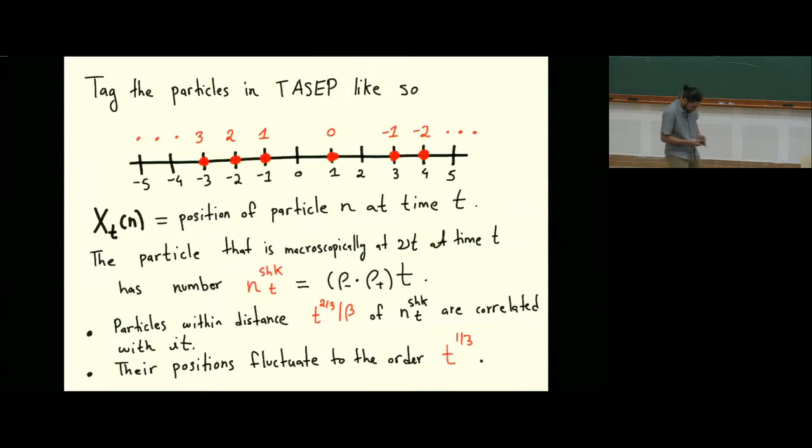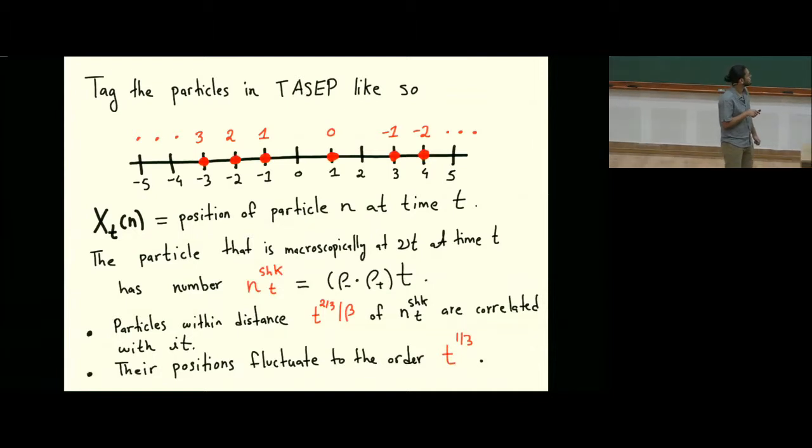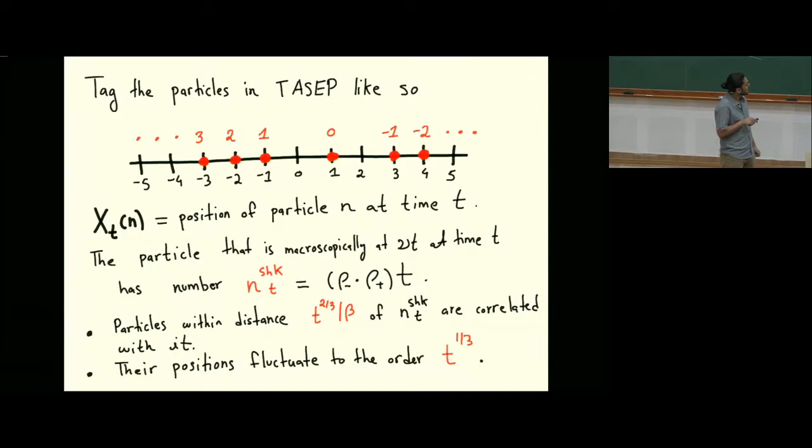So you take the TASEP, and you will tag the particles in the following way. So here's the TASEP, and here are the particles, and you tag them. So the first particle to the left of 0 gets number 1, and then the one to the left of that is number 2, number 3, and so on. And then it goes 0, minus 1, minus 2, and so on. Is that clear how I tag the particles?